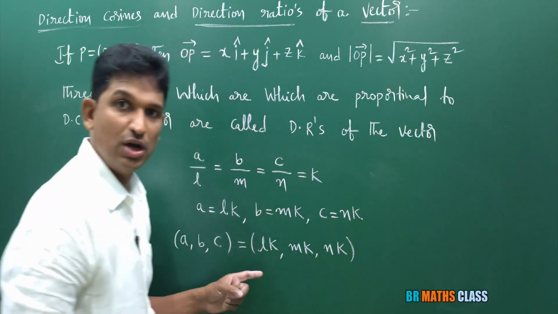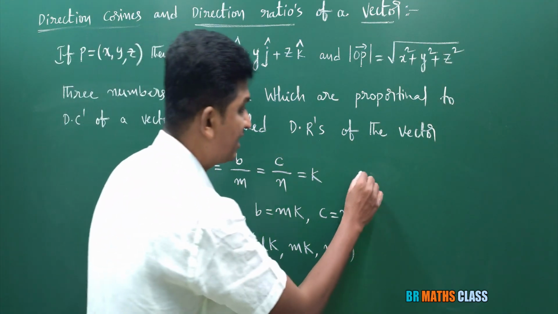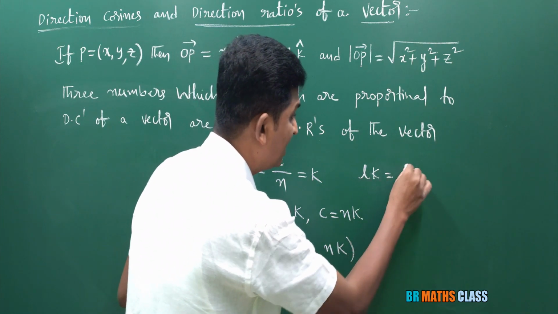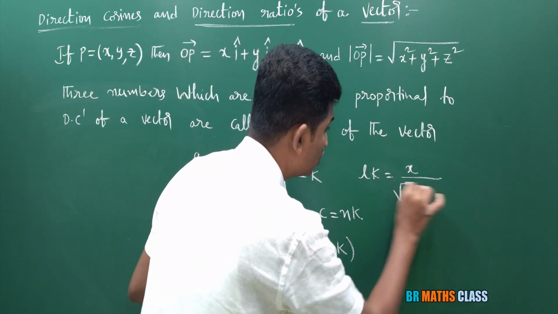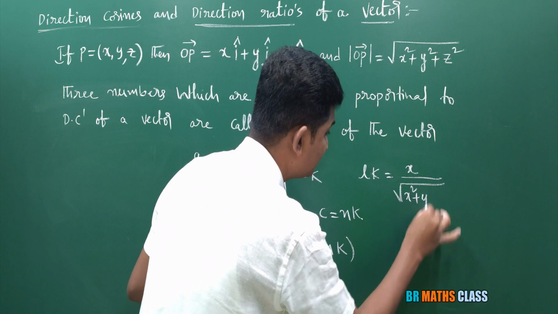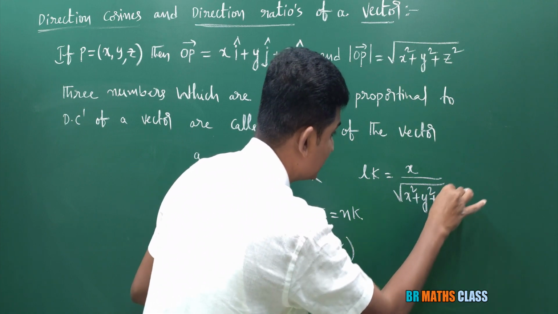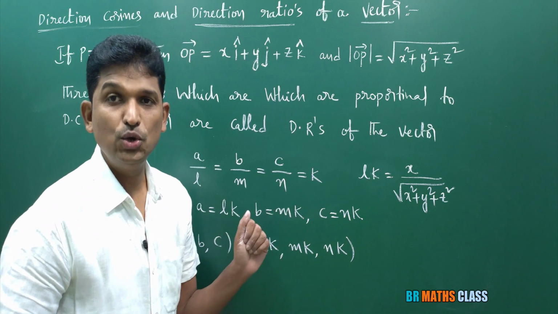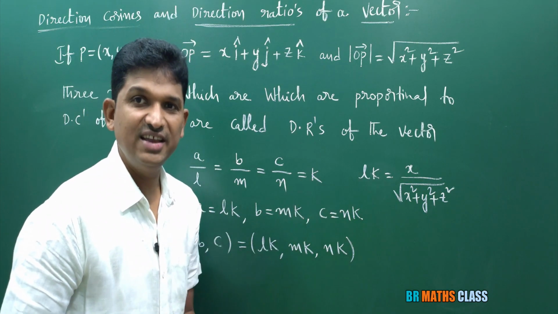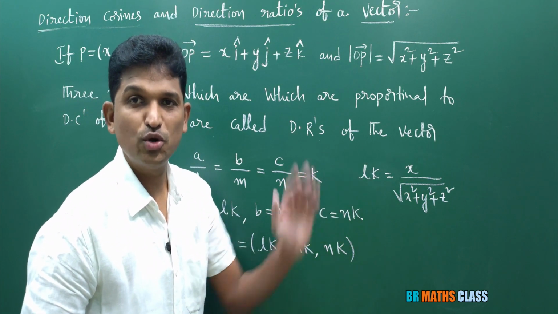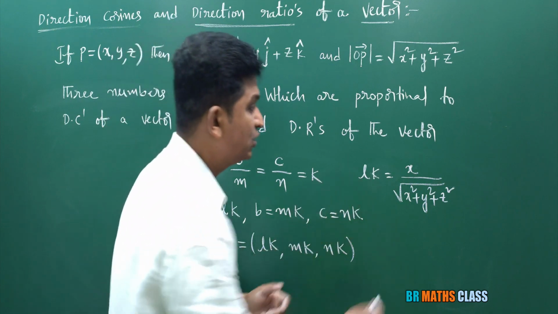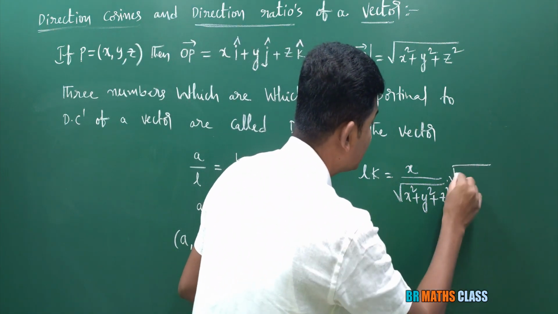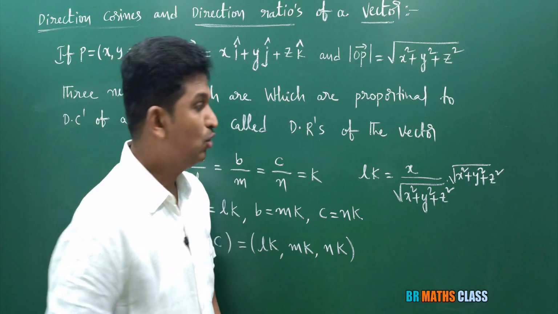What I will do now is calculate LK. What is L? L is x divided by root over x square plus y square plus z square. This is what we learn in direction cosines. Now K. K is some scalar. You can take K as any scalar. Suppose K is root over x square plus y square plus z square into root over x square plus y square plus z square.